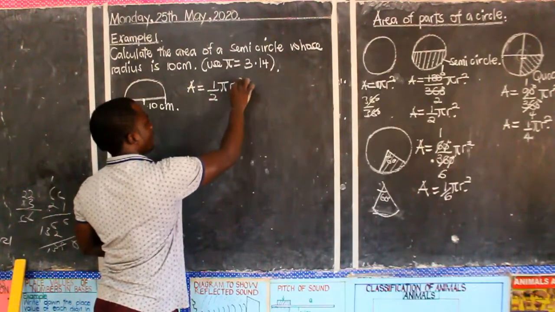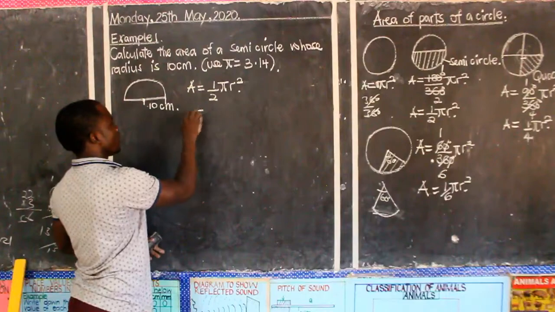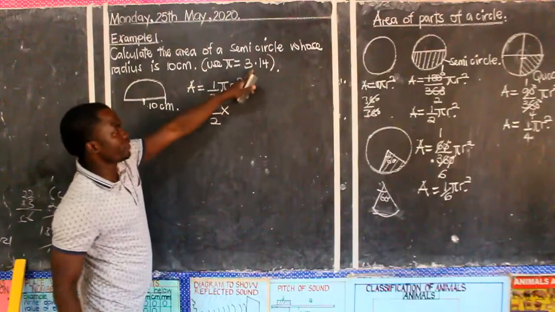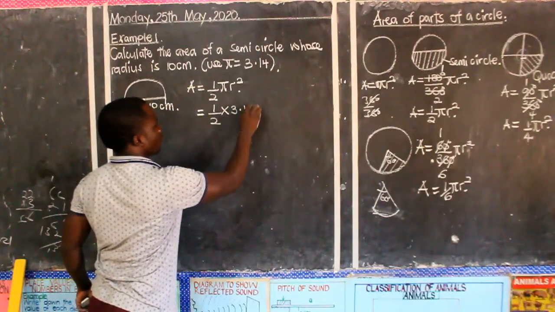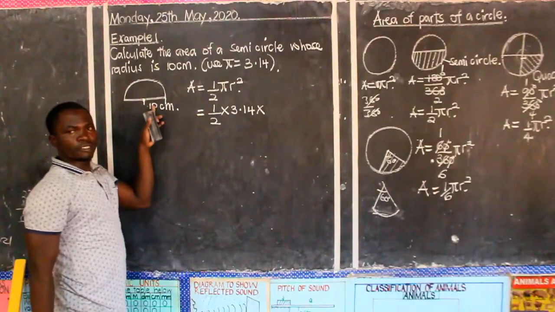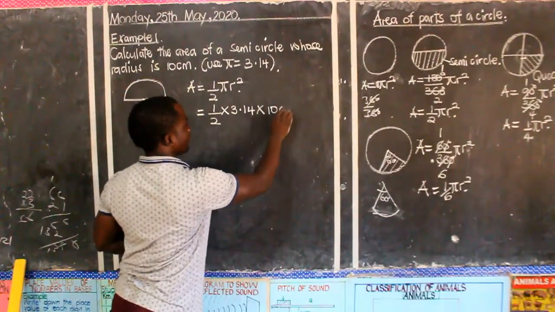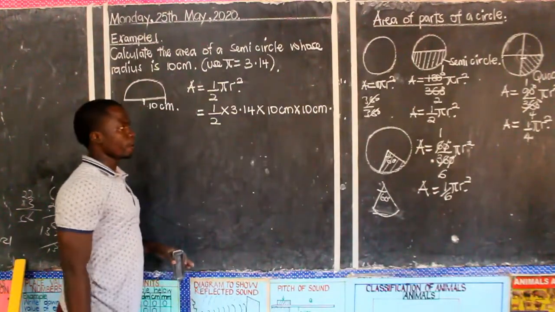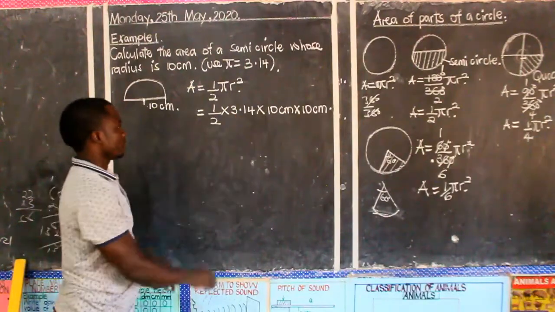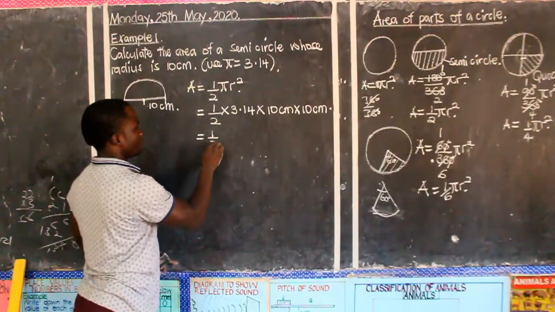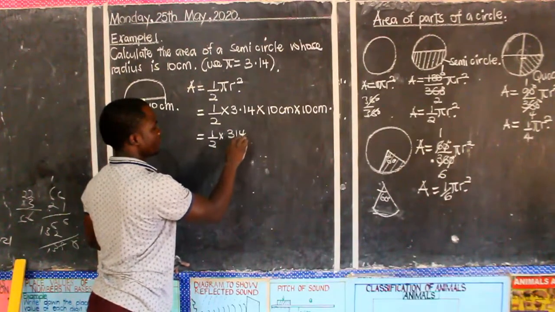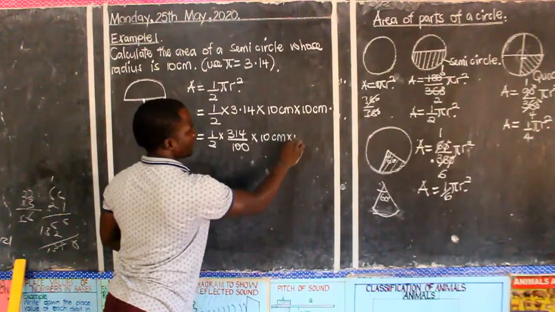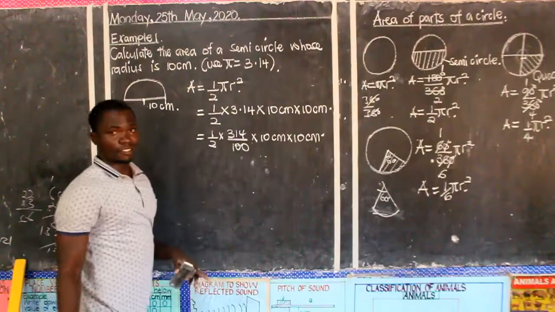A half pi r squared. Here, we shall move on and say we have a half times pi, which is given as 3.14, times the radius of 10 centimeters times 10 centimeters. Okay? Change this into a vulgar fraction. This one is a half times 314 out of 100 times 10 centimeters times 10 centimeters. Okay?